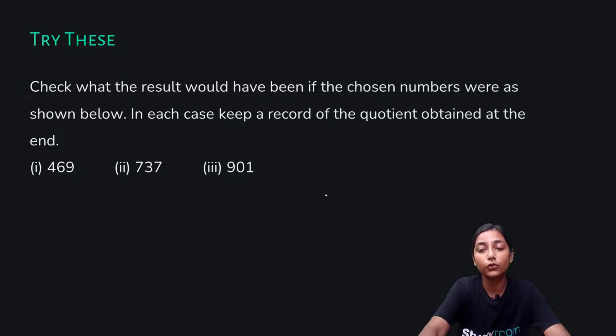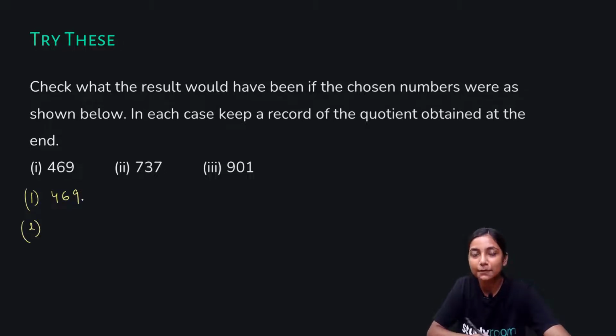So let's just follow these steps for the given questions, and we are asked to keep a record of the quotient obtained at the end also. So our first step is to choose a 3-digit number. We are given that it is 469. Our second step is to reverse the digits. So reversing the digits, I am getting 964.